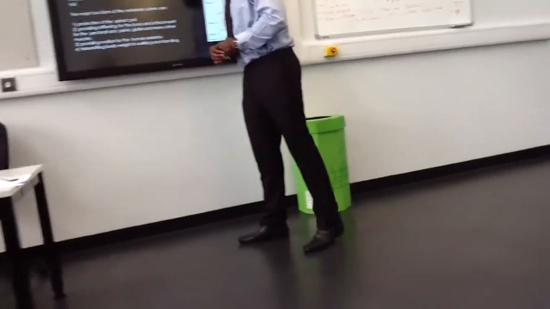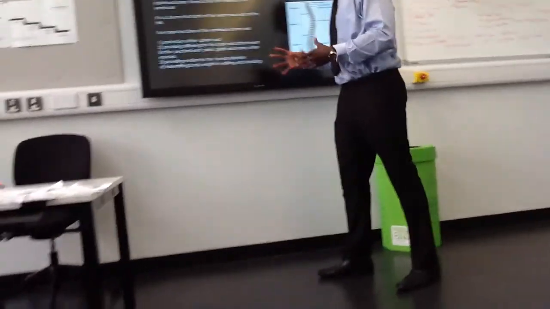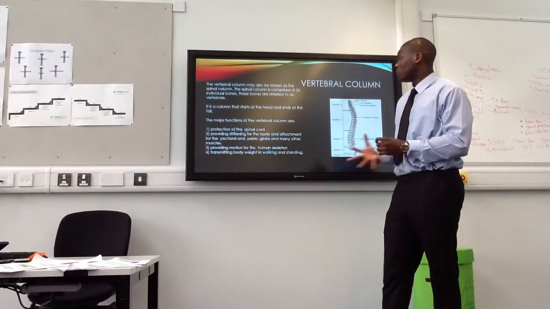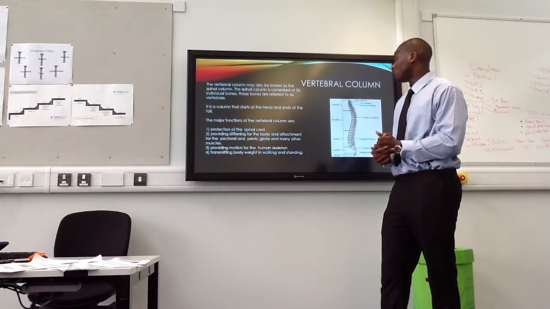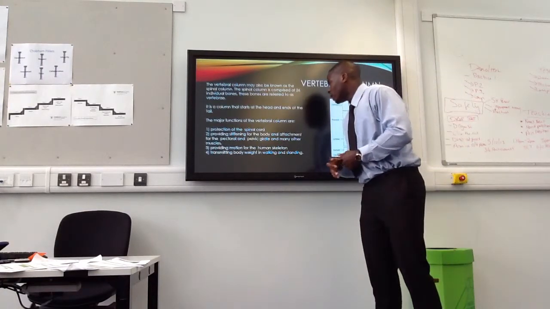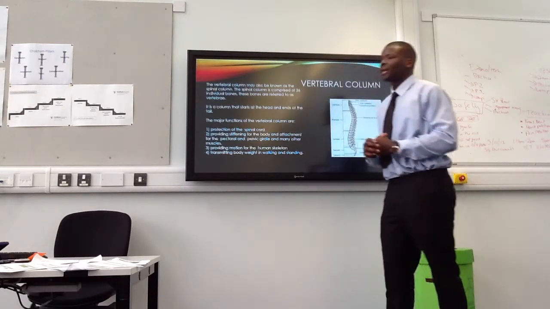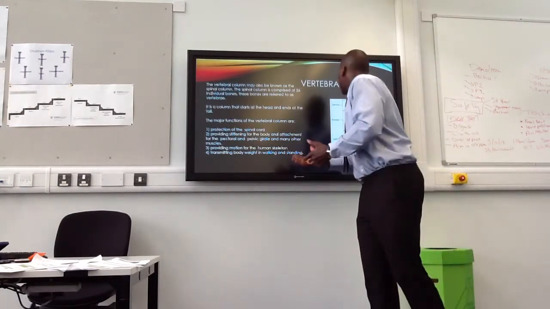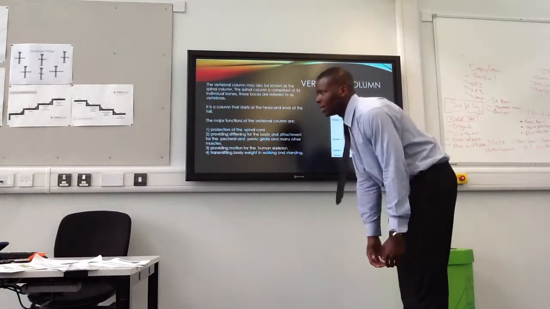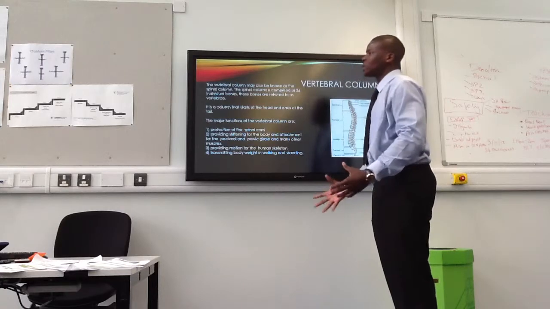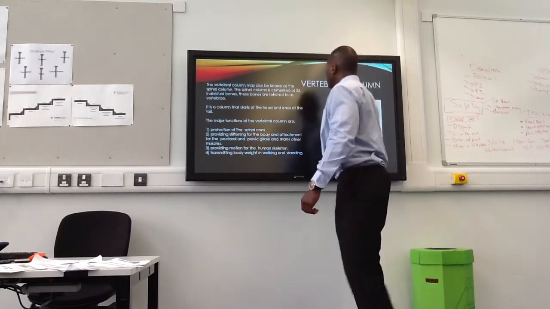The major functions of the vertebral column are to protect the spinal cord, providing stiffening for the body and attachment for the pectoral and pelvic girdle and many other muscles, providing motion for the human skeleton and transmitting body weight in walking and standing. So without the vertebral column, we'd just be like that. The vertebral column is what keeps our back straight. It helps us to move, stand straight, and it supports the whole body.